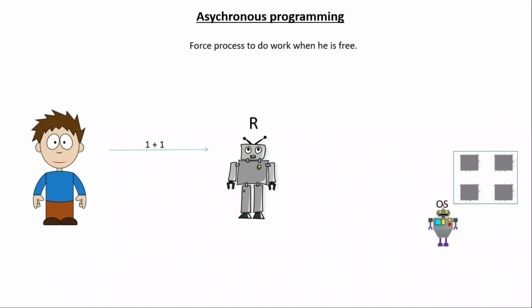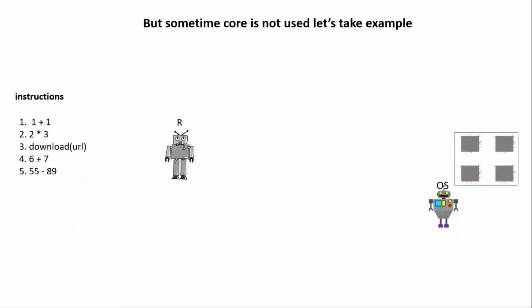So it takes permission from the operating system, and it gets the core, meaning the logical gates, and finally it is able to calculate 1 plus 1, and you get the answer, right? This is the normal procedure we follow. Now sometimes the core is not used.